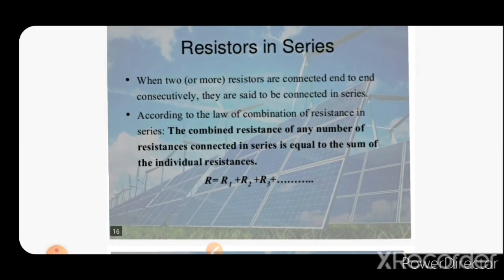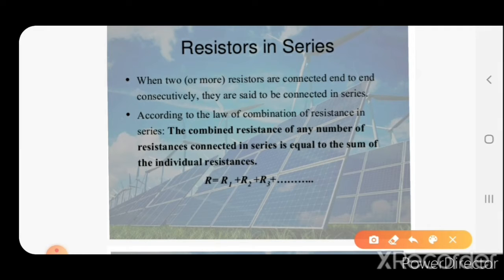Now, resistors in series. When two resistors are connected end to end consecutively, they are said to be connected in series.